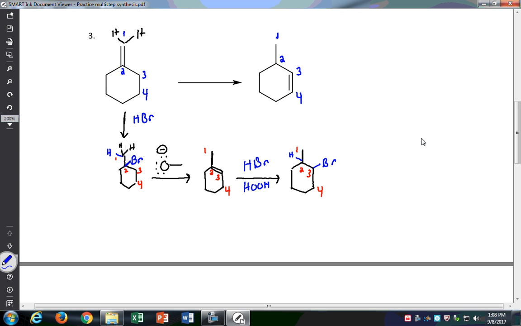So now we can get to our last step, and what's our last step? An elimination. And we want our pi bond between 3 and 4, of course. So what kind of base do we need? What should it look like? A big one, because of course this is our least substituted.